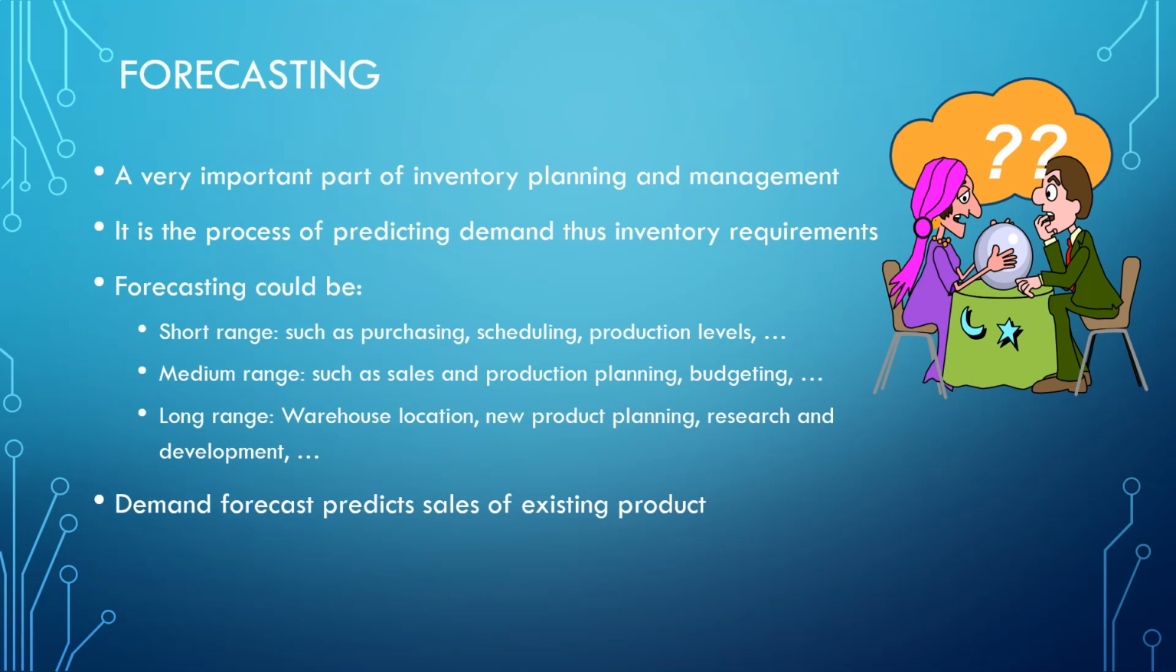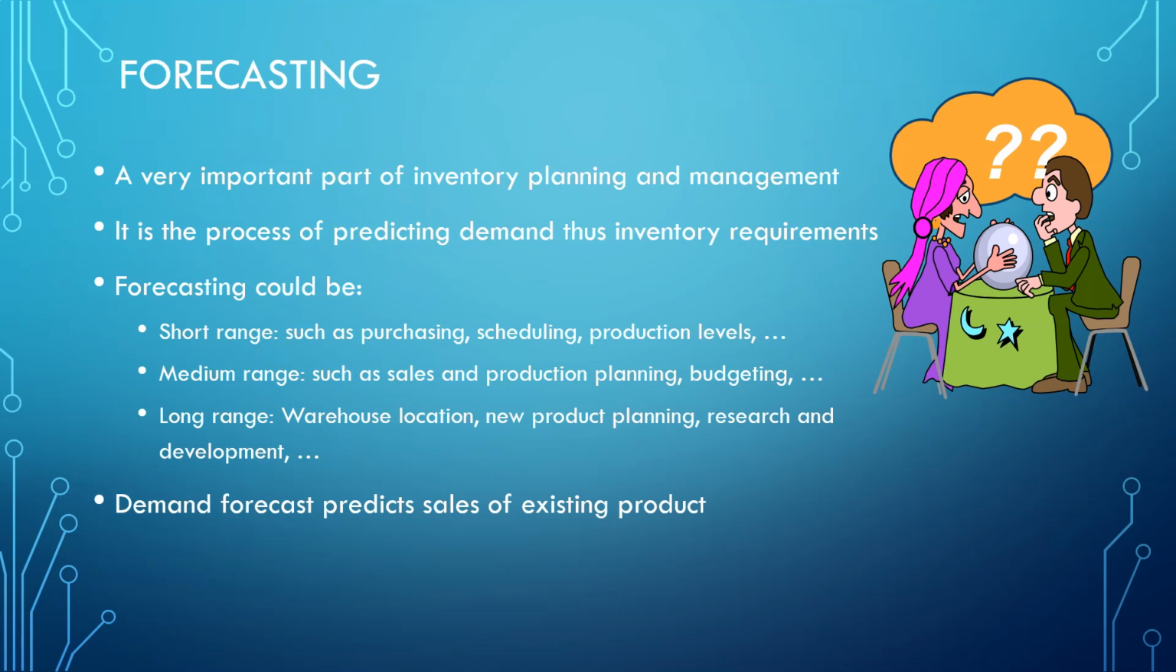Medium to long range forecasts deal with more comprehensive issues and support management decisions regarding planning and decisions related to products, facilities, and processes. Short-term forecasting usually employs different methodologies than longer-term forecasting. Short-term forecasts tend to be more accurate than longer-term forecasts.